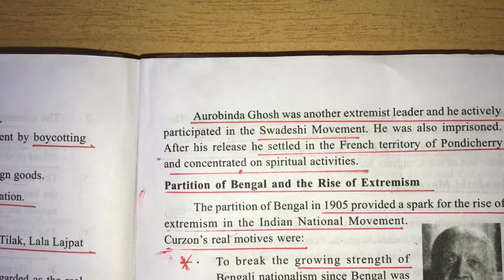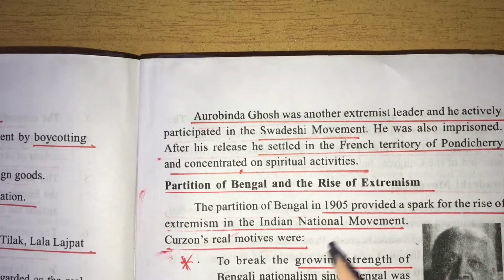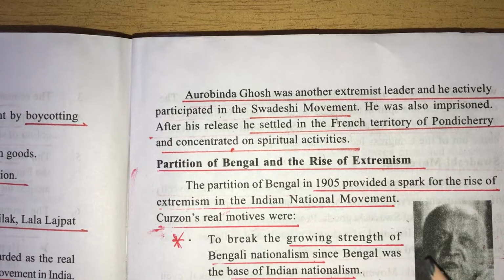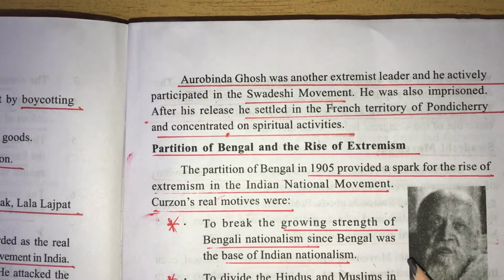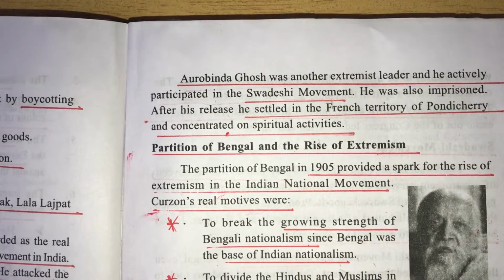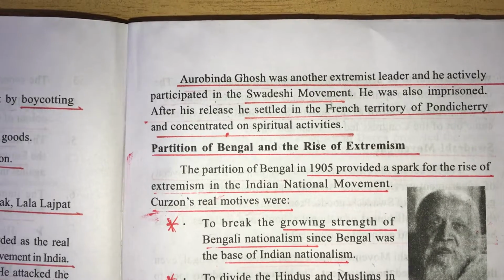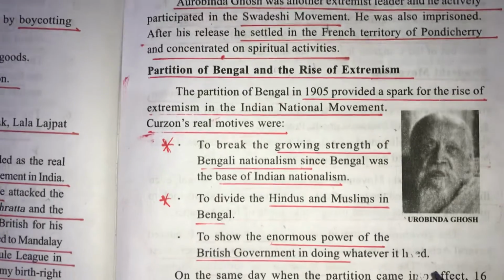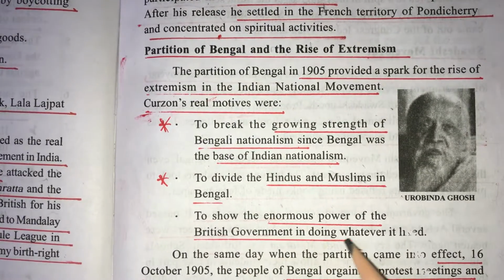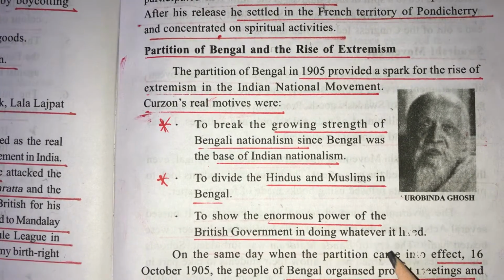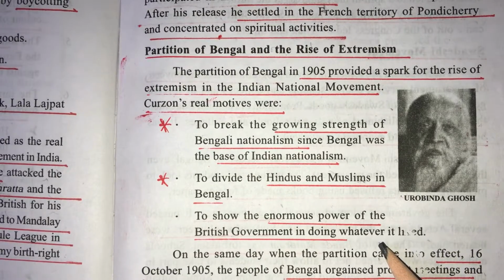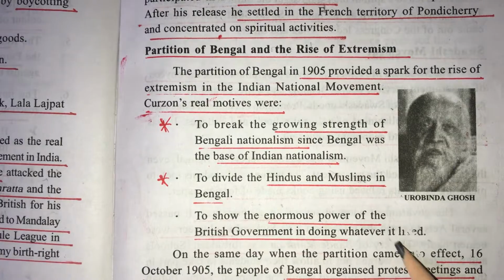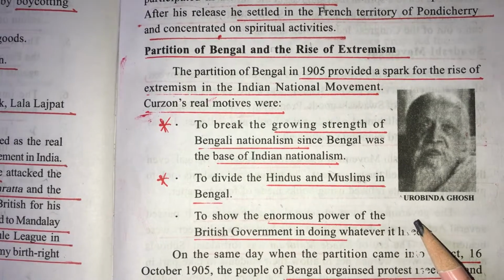The real motives behind Curzon's partition of Bengal were to break the growing strength of Bengali nationalism, since Bengal was the base of Indian nationalism, and also to divide the Hindus and Muslims in Bengal, and also to show the enormous powers of the British government in doing whatever they needed. So these were all the real motives of Lord Curzon in the partition of Bengal.